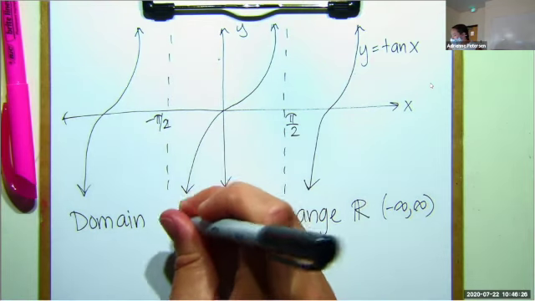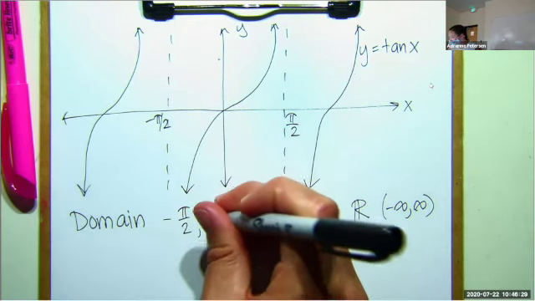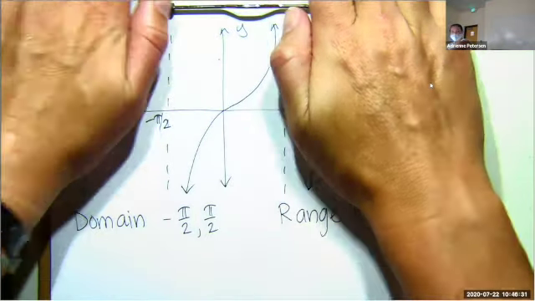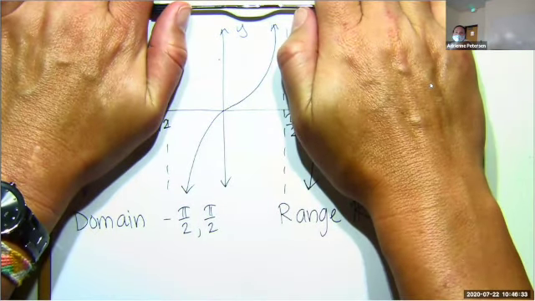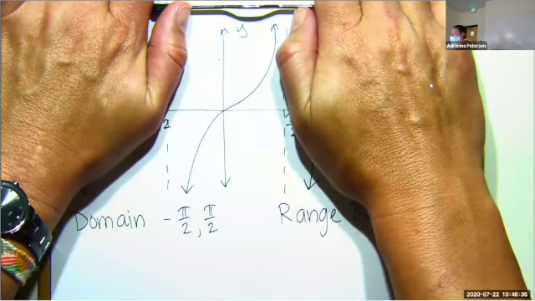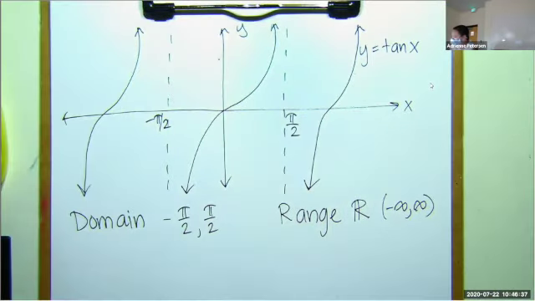Yeah, -pi/2 to +pi/2. So if we just look at this portion of the graph, that is 1 to 1. It passes the horizontal line test and it hits our range, which is all real numbers. So we're just going to take this part.